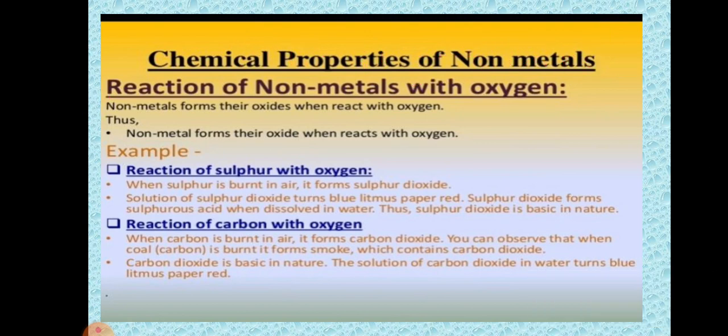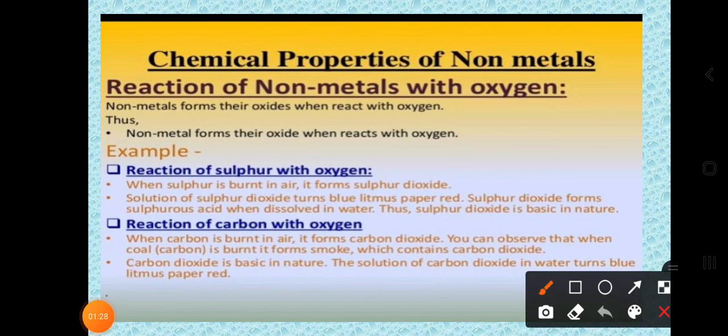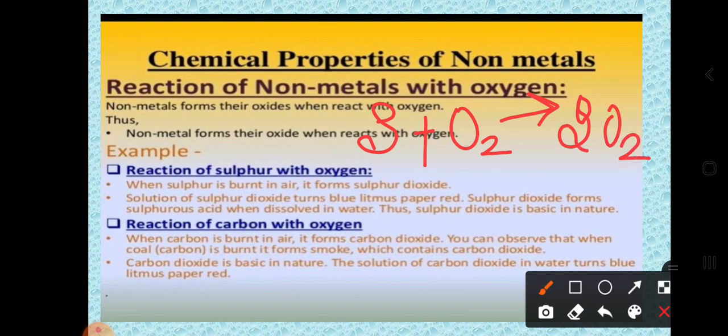So let's take an example, sulfur. For the reaction of sulfur with oxygen, what is the symbol of sulfur? That is S. And what is the representation of oxygen? It is O2. So when sulfur reacts with oxygen, it forms sulfur dioxide. Sulfur is 1, oxygen is 2, so that's why it is called sulfur dioxide.